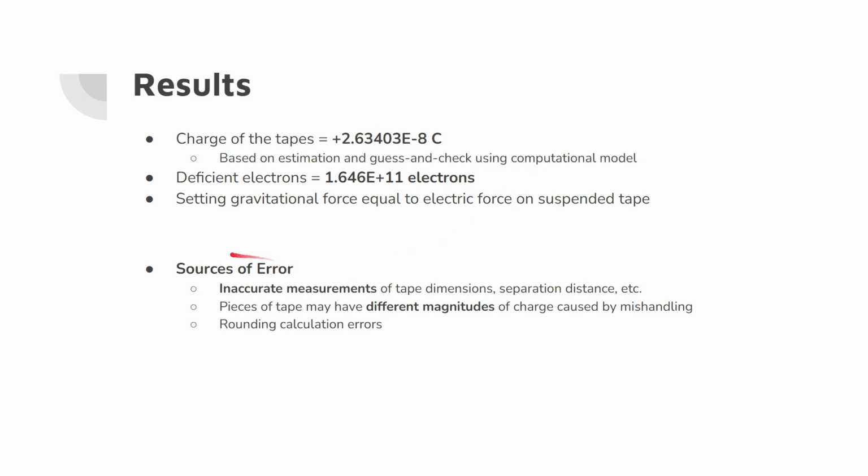So, important sources of error: we got inaccurate measurements of dimensions, separation distance, anything that could possibly happen. The pieces of tape could have different magnitudes of charge due to improper technique, as we discussed, which the model does not incorporate, and also just rounding errors.